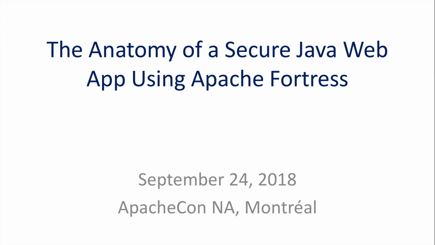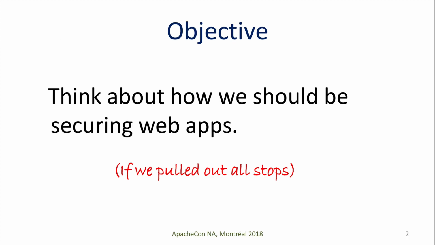All right, so this is the anatomy of a secure Java web app using Apache Fortress. For the next however long it takes us, we're going to think about how we should be securing web apps if we pulled out all stops.